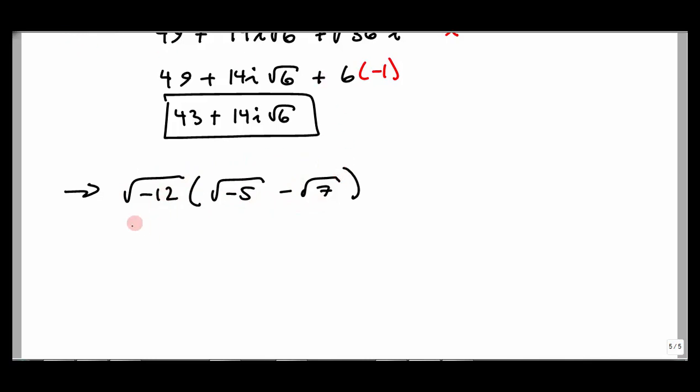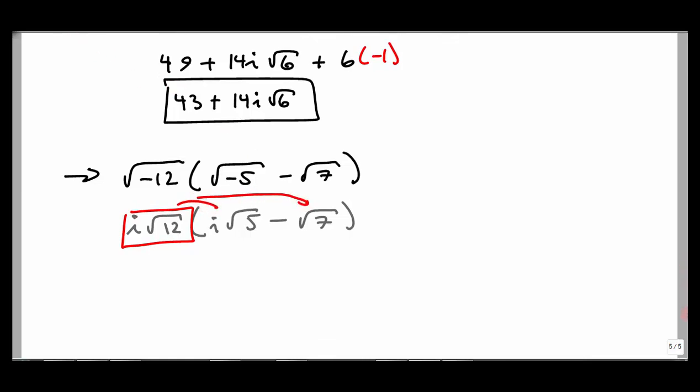This one is i root 12. This one is i root 5. And of course this is just minus square root of 7. If you take negative 12 times negative 5 and get 60, notice your i squareds go away. So you have to simplify these first before you distribute. So let's go ahead and distribute these now.